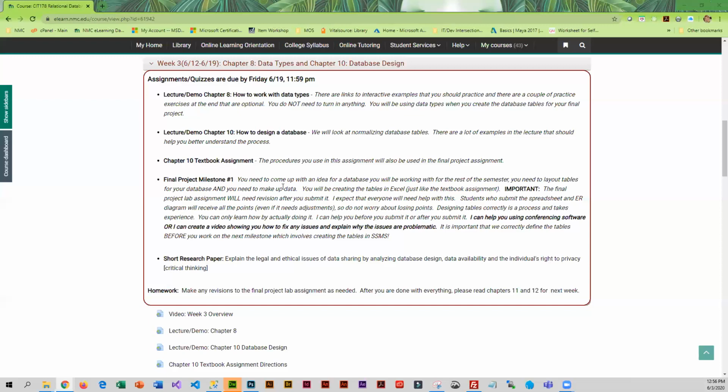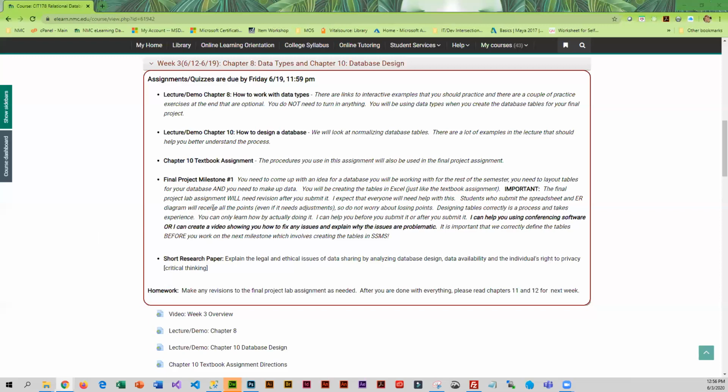So you will get all the points regardless of if you need corrections or not. So just submitting that milestone, you're going to get the points. But then just be aware that we are going to have to make some adjustments to your tables so that moving forward, your final project will be set up correctly and you won't have any problems executing commands.